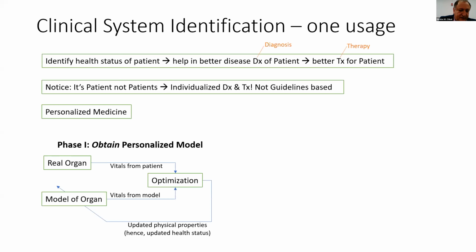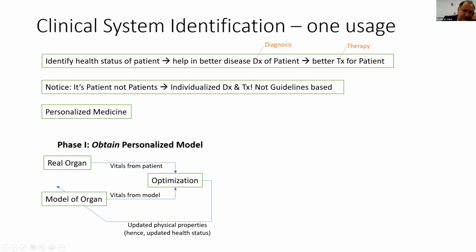Okay, so it goes in two phases. Phase one is to obtain the personalized model. Typically, if you have a real organ, and you have a mathematical model of the organ, the model can be simple, simplistic, or complex. The more complex it is, the harder it would be to personalize it. And a lot of times you can get away with a simple or simplistic model of the organ in order to personalize it. So it's much better to have a personalized, simple model than not to have one at all.